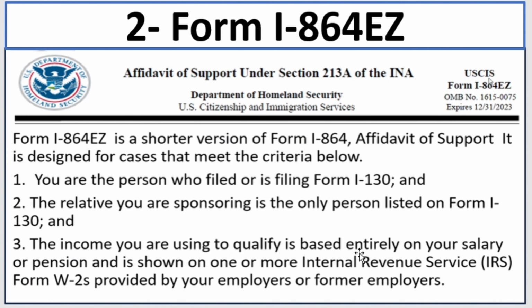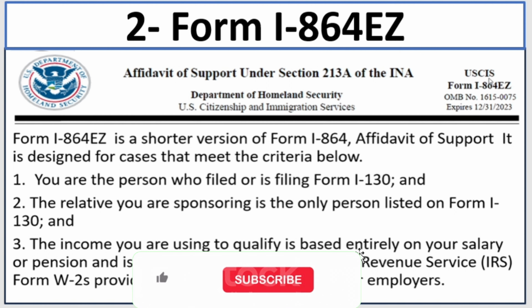Now, let's go to the second form, which is form I-864EZ. This is the light version of the regular I-864. So as its definition says, it is a shorter version of form I-864 affidavit of support, and it is designed for cases that meet the criteria below. So you don't file I-864EZ unless these conditions are met.